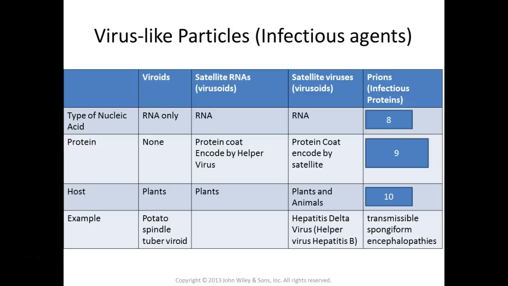The important thing with viroids is remember that these are RNAs, basically, that are found in other viruses, in what we call helper viruses. The only difference between the satellite RNAs versus the satellite viruses is that the satellite viruses actually encode their own protein coat, unlike the satellite RNAs, which rely on that helper virus to even make their protein coat.